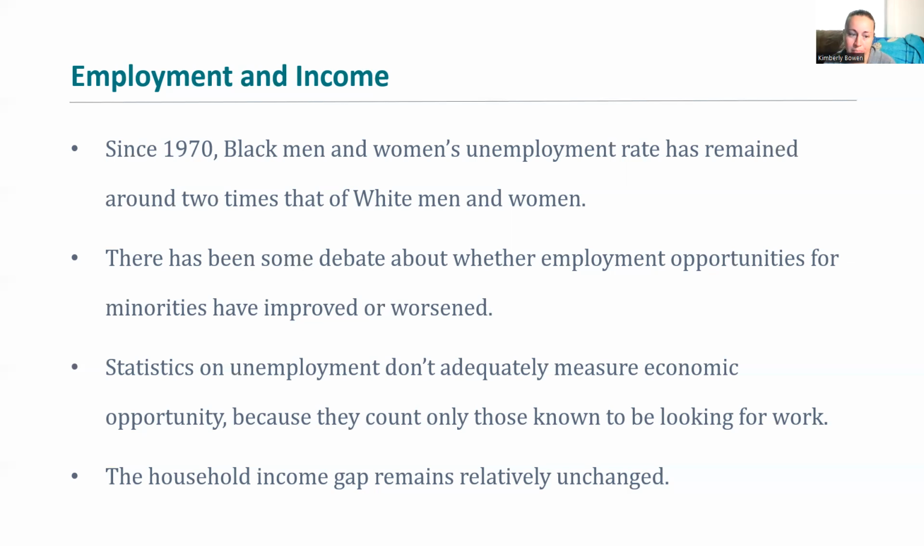All of these things factor into unemployment rates in ways that we don't necessarily get to or have real big societal conversations about. There has been some debate about whether employment opportunities for minorities have improved or worsened. Statistics on unemployment don't adequately measure economic opportunity because they count only those who are looking for work and not those who have given up looking for work or what have you. The household income gap remains relatively unchanged.